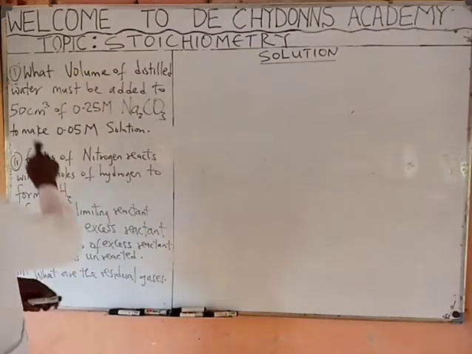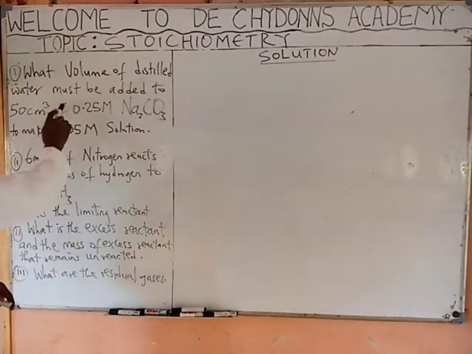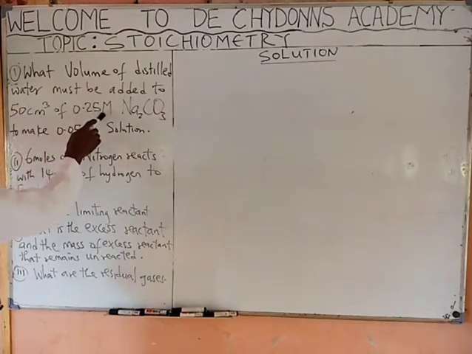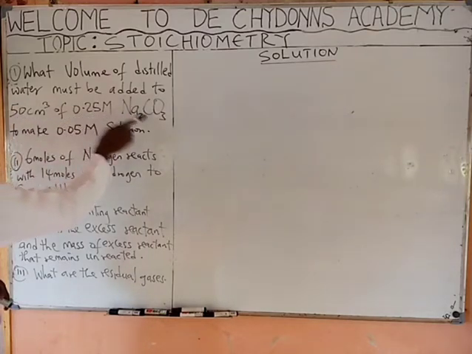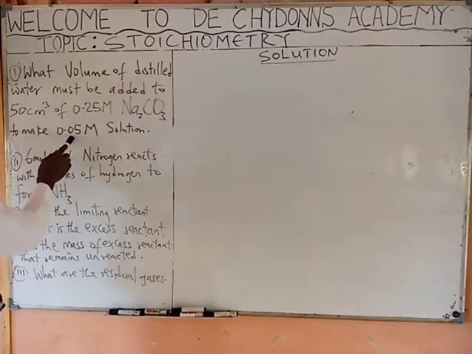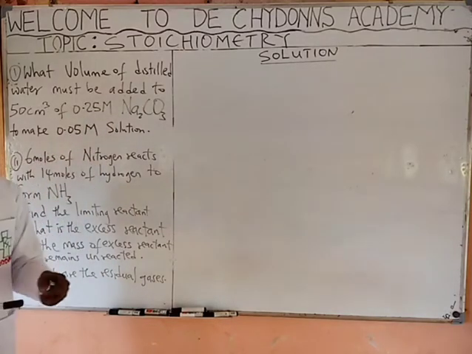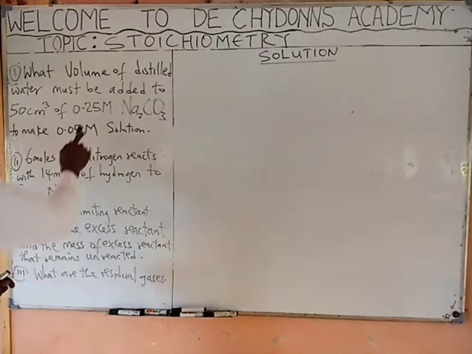Now, look at the question we have. They say, what volume of distilled water must be added to 50 cm cube of 0.25 molar sodium carbonate to make 0.05 molar solution?